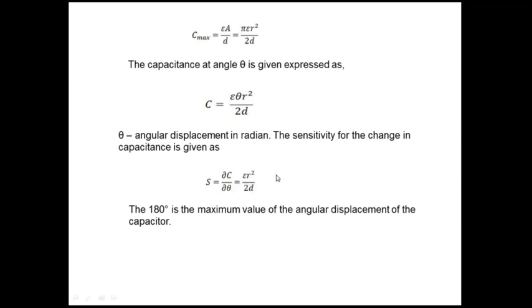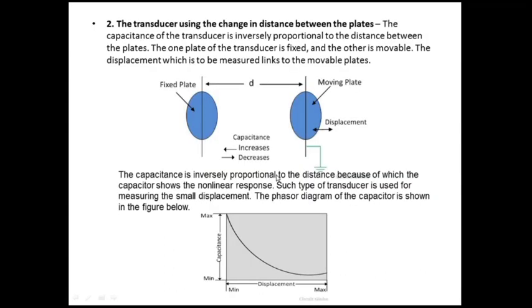So the second type is the change in distance between the plates. Already you know the capacitance formula, C is equal to epsilon A divided by D. So here D is inversely proportional, which means if the distance increases or decreases, the capacitance value also changes. So here there are two plates. One plate is fixed and another plate is movable. So the displacement is the distance between the moving plate and the fixed plate. So again the displacement is converted into electrical energy.